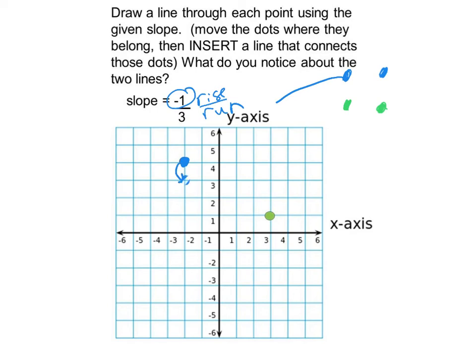Well, I don't want to put that dot there because it doesn't go there. So I'm going down 1. Now I need to do run of 3. That's positive, so I'm moving to the right. 1, 2, 3. There's where one of my points goes. So I've dragged it over here.